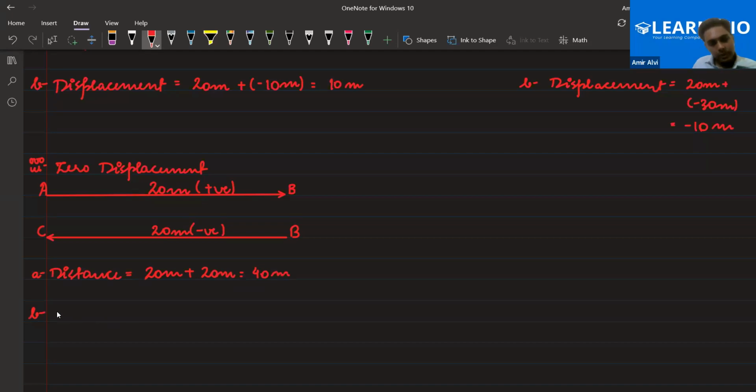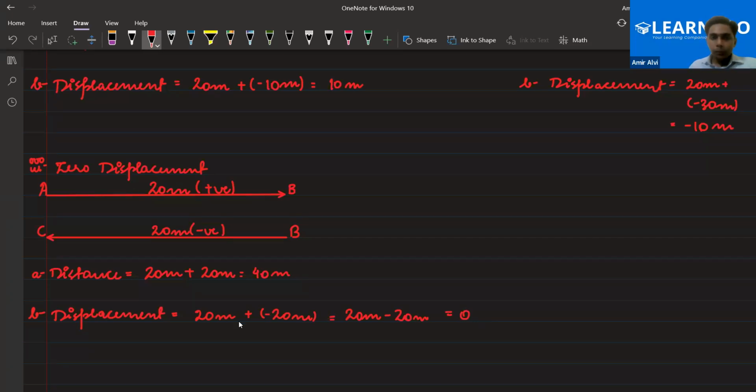Okay. And displacement. So as you can see, everyone, if I'm going in the rightward direction with 20 meter magnitude, and again coming back 20 meter in the opposite direction, so this is 20 meter minus 20 meter. So this is coming out to be 0. So that's how the displacement is going to be 0.